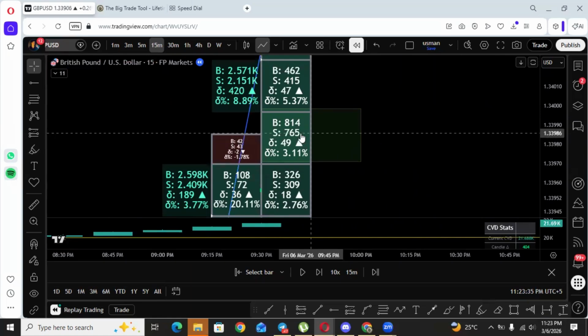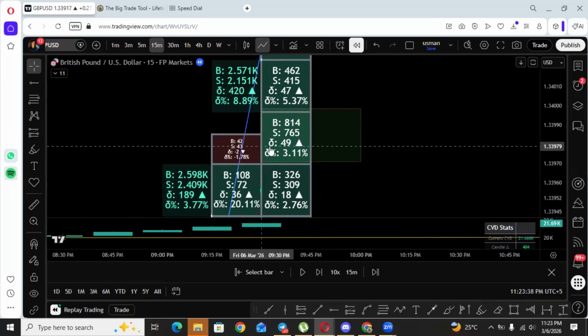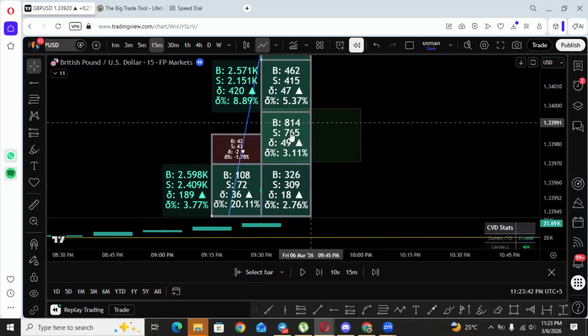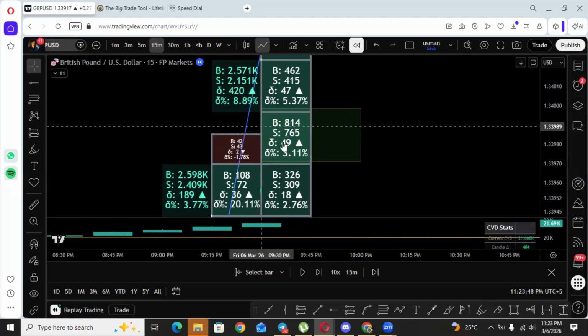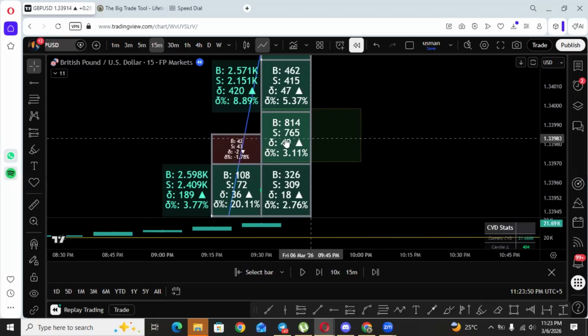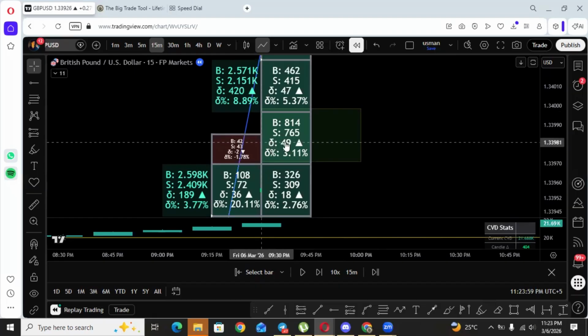The buyers. Buyers were more in quantity at this point. So this is the sign of delta. Definitely, delta will be, if you plus minus them, do the math between them. If you minus the sellers from the buyers, the difference will be 49. There were 49 more buyers than the sellers at this point, so delta will be positive at this point.